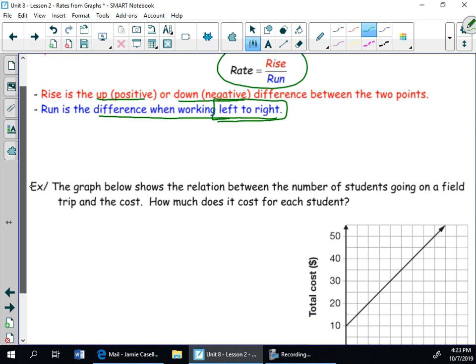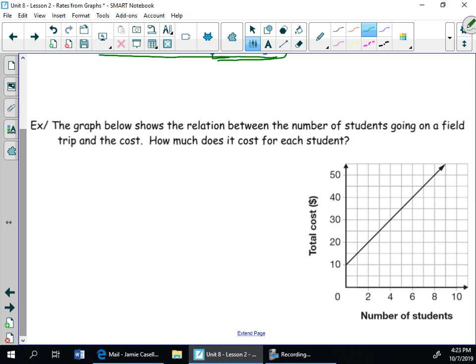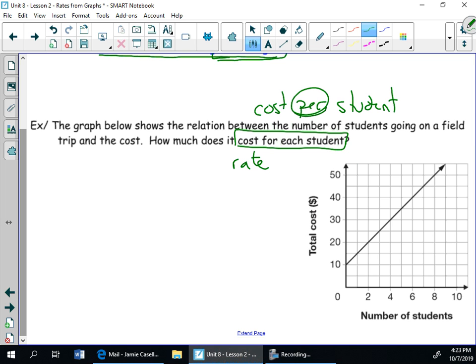So we'll start with a nice example here. The graph below shows a relation between the number of students going on a field trip and the cost. How much does it cost for each student? This is a fancy way of saying, find me the rate. I know that because it's basically cost per student. So we've always said the word rates, right? The word per. So let's give this a try.